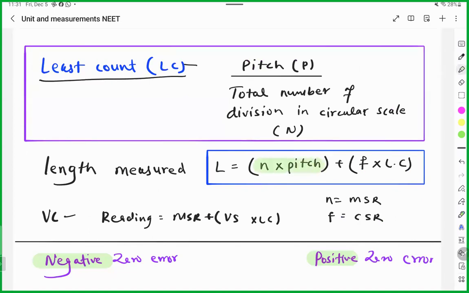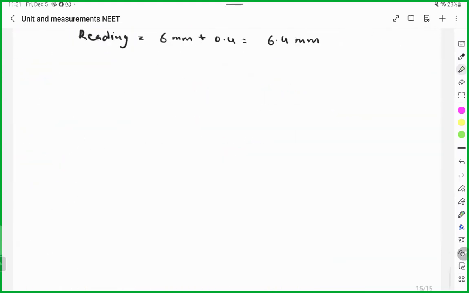Number of main scale reading. This time the number was 6. Multiply by pitch. Pitch length was 1 millimeter. Circular scale reading 40 times least count 0.01. Right? Same formula. Done. So you can write this also.